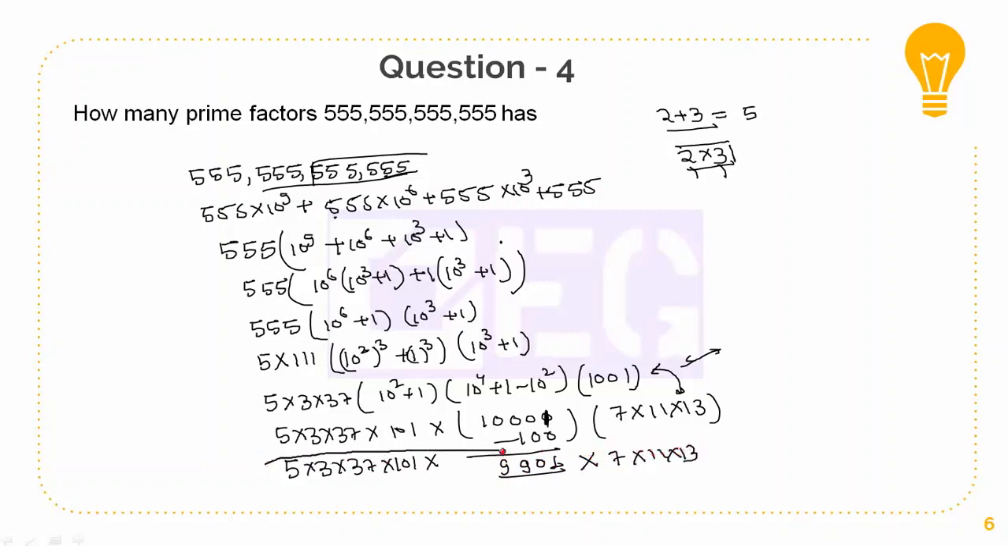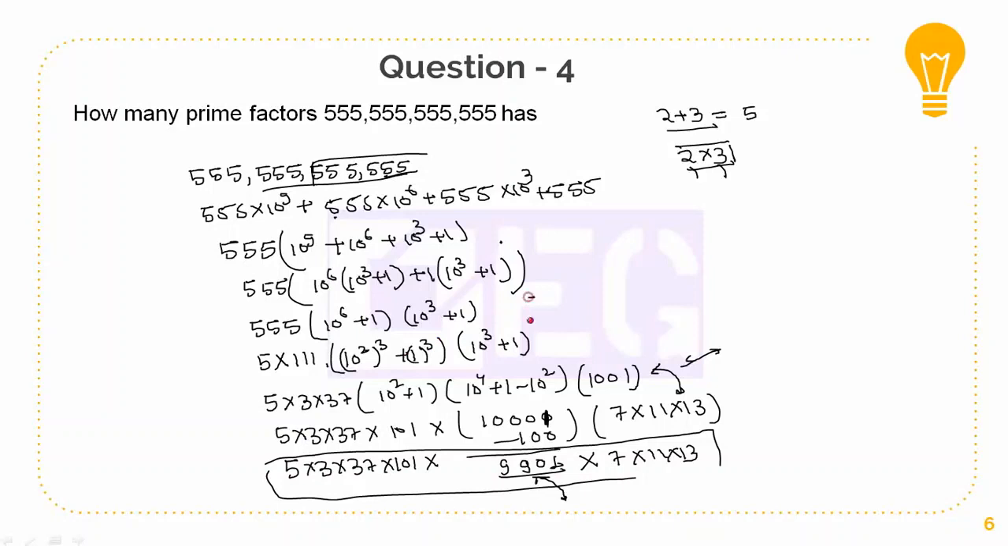Now here one part is a little difficult: whether 9901 is a prime number or not. You should know that 9901 is a prime number. We cannot break 9901 further. So if you count how many prime factors it contains, there are 8 prime factors: 3, 5, 7, 11, 13, 37, 101 and 9901. These are the 8 prime factors this particular number will contain.